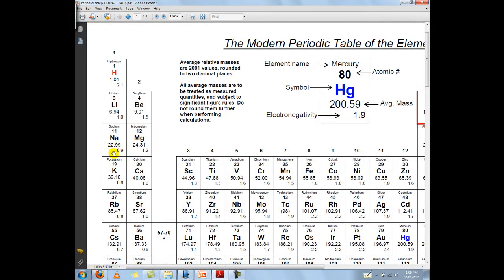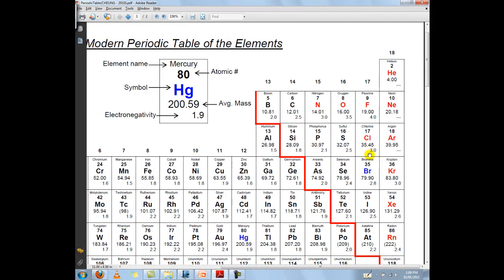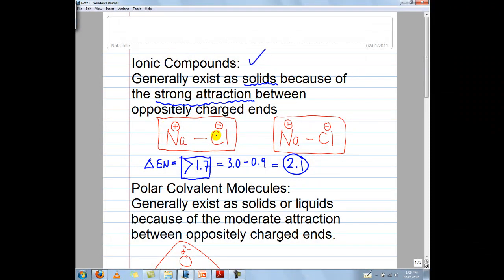So over here, sodium has an EN value of 0.9, whereas chlorine has an EN value of 3.0. And if we subtract the electronegativity values, we get a 2.1. And since 2.1 is greater than 1.7, it is considered to be an ionic compound. So with an ionic compound, we show that they have a total positive charge, total negative charge, and over here, you notice that opposites attract. So total positive charge, total negative charge, they will have a strong attraction for each other.